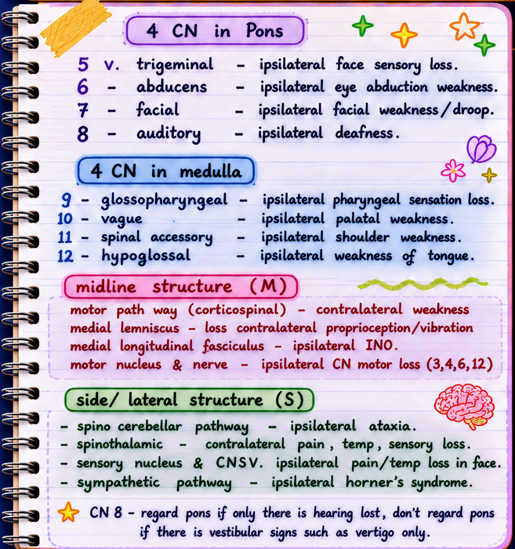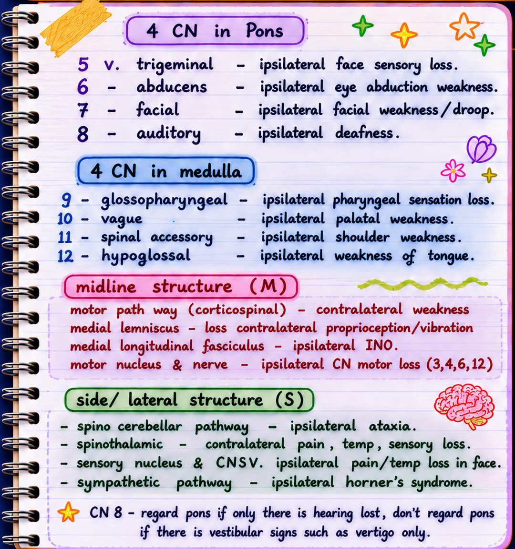In the pons, we can only say cranial nerve 8 is damaged when there is deafness. When there is vertigo or nystagmus or vomiting, such as vestibular symptoms, we do not assume there is cranial nerve 8 involvement. We will assume there is a problem with the vestibular nuclei somewhere in the brainstem. But when there is involvement of deafness only, we will assume cranial nerve 8 is involved. Okay, that we have to remember.